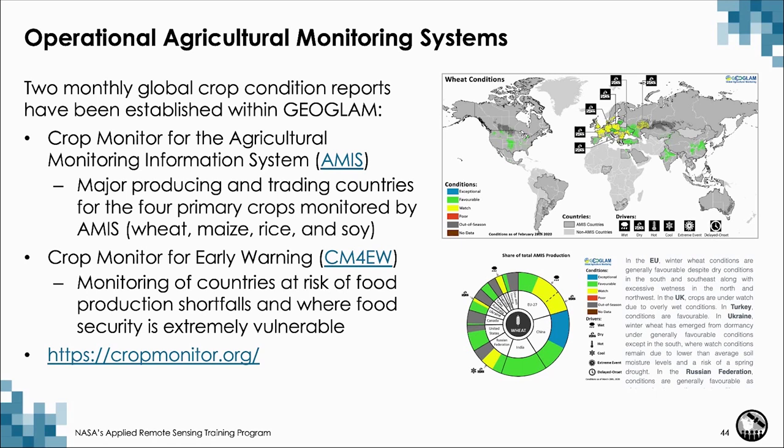Each month, 44 partners come together with their own monitoring and in-situ observations to address discrepancies and create a consensus report. Each of the operational monitoring agencies discussed in previous slides all contribute their assessments for both the crop monitor for AMIS and the crop monitor for early warning. Building on the success of the crop monitor for early warning, the initiative is working with mandated national agencies responsible for food security policy and response programs. The result has been several examples of co-developed crop monitors at the national and regional level.